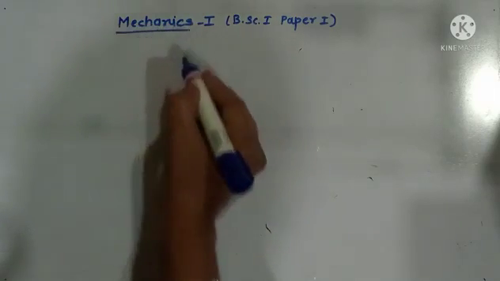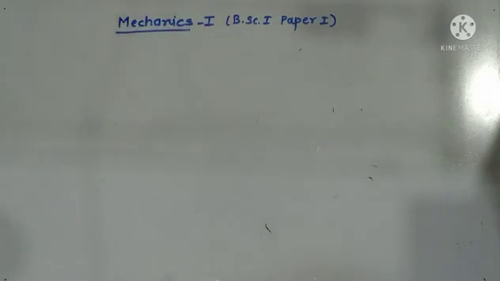So anything which is moving comes under the mechanics, whether it is a vehicle moving from one place to another place, whether it is a planet revolving around the sun, or whether it is an electron revolving around the nucleus. So anything which is moving, okay, that comes under the mechanics.